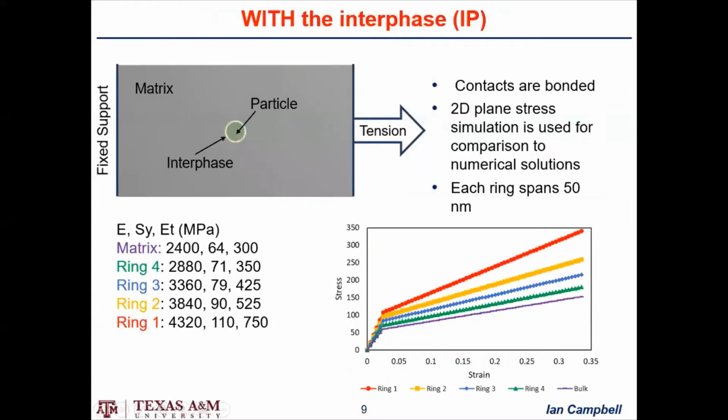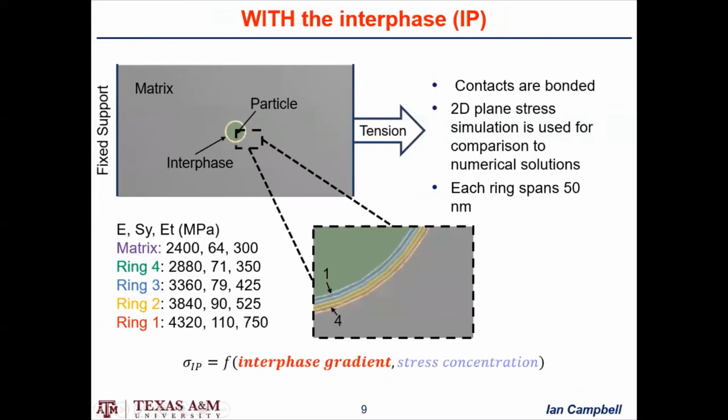To add an interface, I created a second model with 4 polycarbonate rings around the interface, each spanning 50 nanometers. The conditions of this simulation, including the interface, or IP, are identical to the no IP case, except that each ring is given a unique elastic modulus, tangent modulus, and yield strength depicted by the plot in the bottom right. Ring 1 describes the ring closest to the particle, and ring 4 describes the furthest. When combined with the no IP model, measurements taken from this simulation help to identify the effect of an interface gradient on the mechanical response.